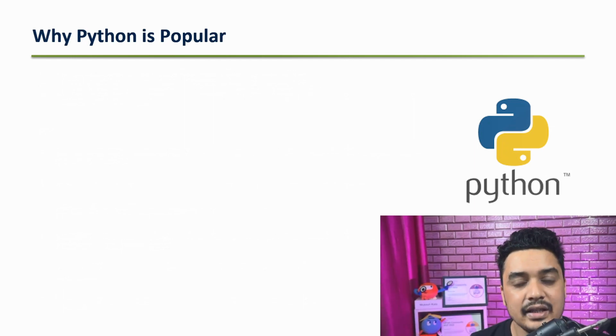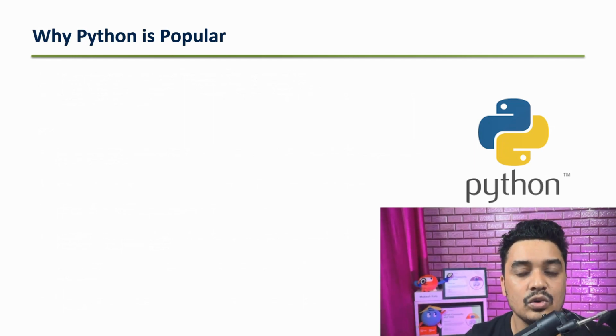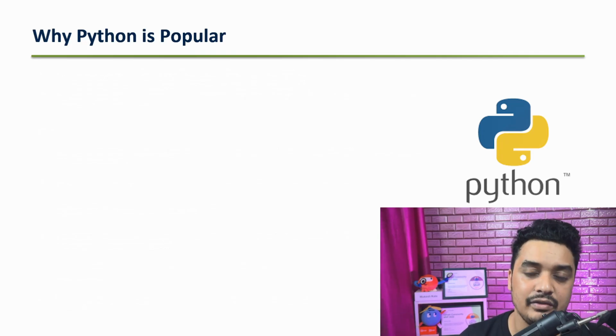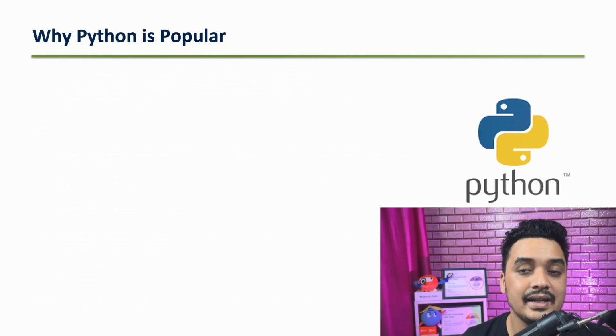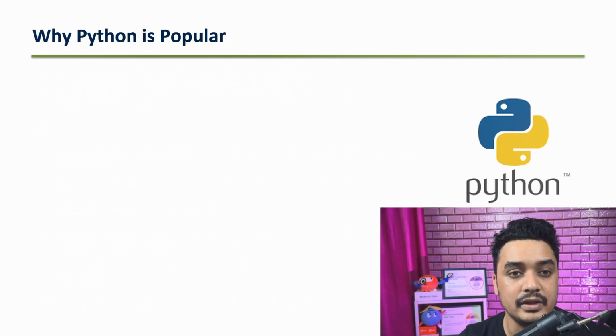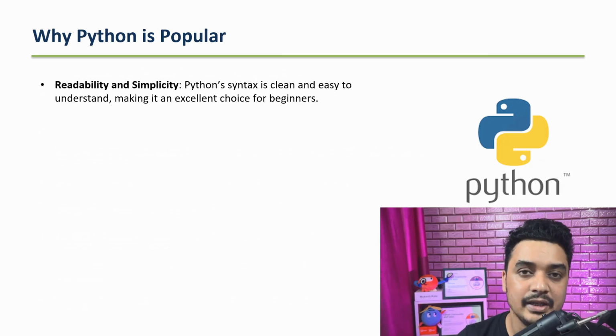Now the second thing is why Python is so popular, right? You might have heard people say, okay, let's do it with Python. If you are coming from AI or ML, you might have seen people say, let's write this model in Python, right? Why exactly is that? Why is Python so popular? The first reason is readability and simplicity. It's easy to write and easy to understand, so a lot of developers prefer it.